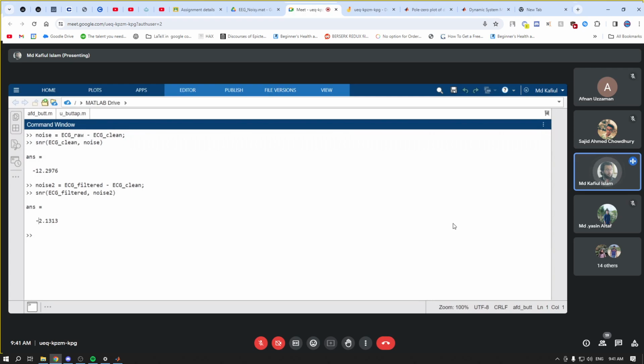But one thing we have to understand is that even before filtering, the noise power was even higher, right? That's why it was minus 12 and now it is minus 2. So there is an enhancement or improvement in the signal quality. However, the signal is still not the desired one. It cannot be used at the moment, the type of signal we have retrieved after filtering. So there is an opportunity to improve the filtering process.